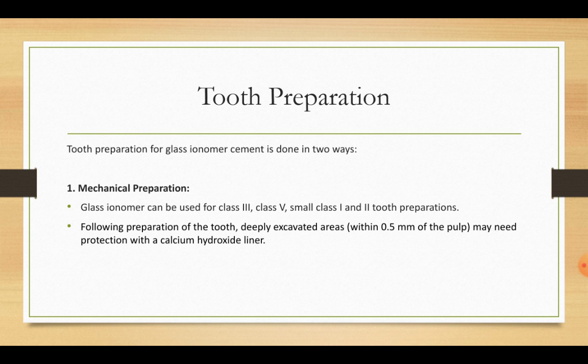Tooth preparation for GIC is done in two ways. First is mechanical preparation and the second is chemical preparation. Coming to the mechanical preparation, GIC can be used for class 3, class 5, small class 1 and 2 tooth preparations. Following preparation of the teeth, if the cavity is deep, in deeply excavated areas, that is within 0.5 mm of the pulp, these areas may need protection with a calcium hydroxide liner.